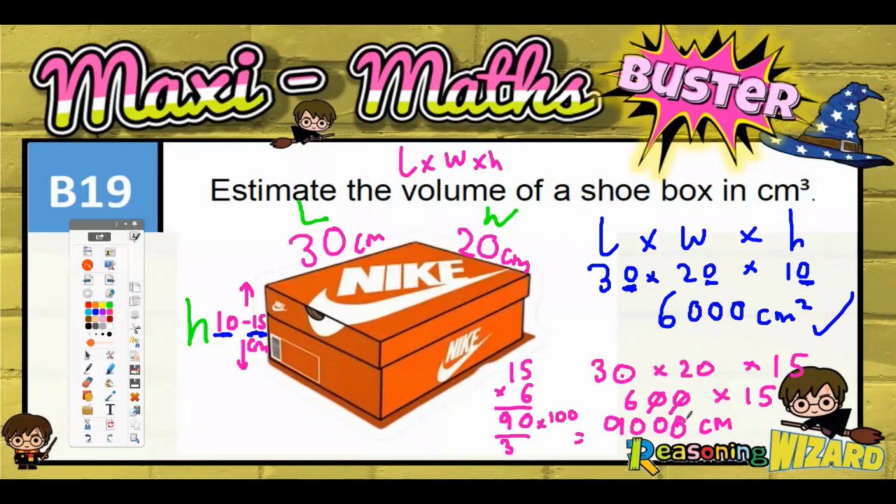So I would say that for your estimate, anything from 6,000 centimeters cubed to 9,000 centimeters cubed would be a good estimate for the volume of a shoebox.